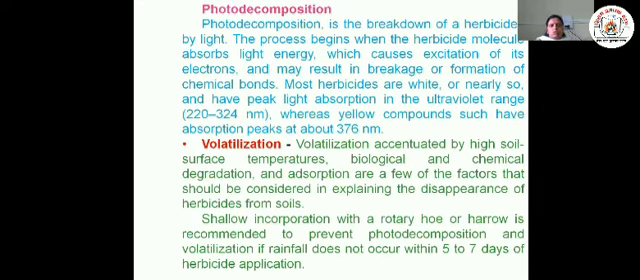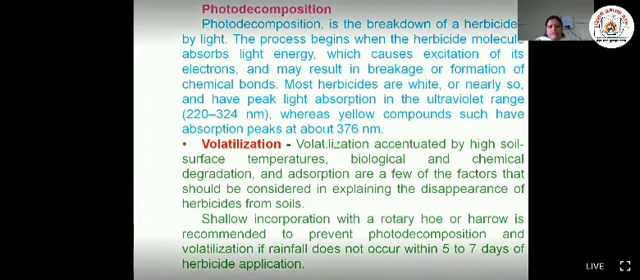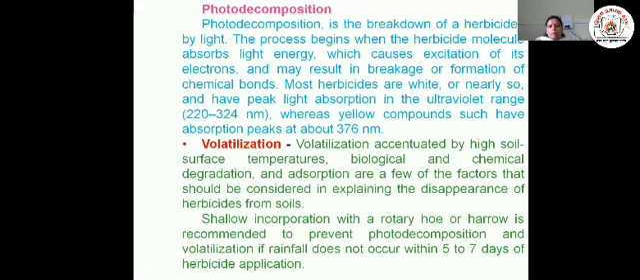Photodecomposition. See, this also helps in the breakdown of herbicides. How? Photo, that is light. The process begins when a herbicide molecule absorbs light energy, which causes excitation of its electrons and may result in the breakage or formation of chemical bonds. Most of the herbicides are white or nearly so, and have peak light absorption in the ultraviolet range, that is 220 to 334 nanometers, whereas yellow compounds, yellow powders, have absorption peaks at about 376. Okay, are you getting photodecomposition?